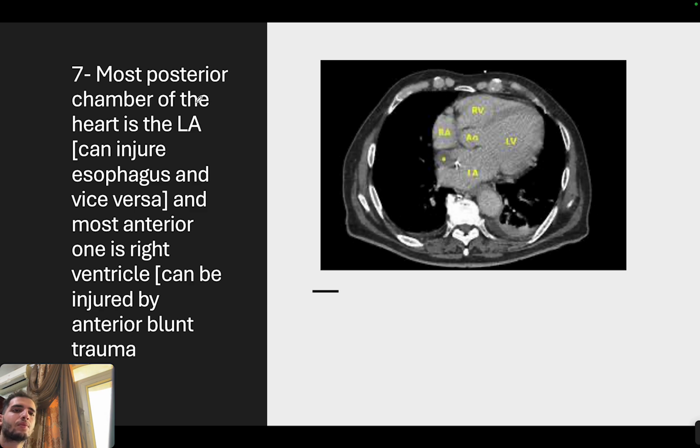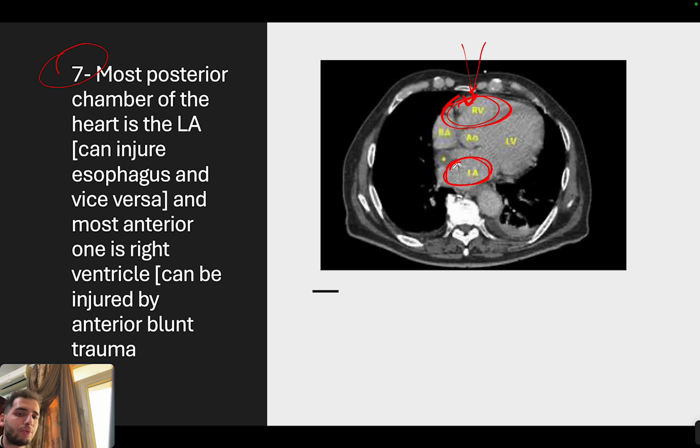Now, the 7th most high-yield concept is that you need to know the anatomical locations of each chamber in the heart. You need to know that the left atrium is the most posterior one, and the right ventricle is the most anterior one, and the clinical relation between them. So if the right ventricle is the most anterior, then you know if a person receives a blunt trauma anteriorly, it can affect the right ventricle first. So for example, or even a sharp trauma, maybe a knife, it will affect the right ventricle first.